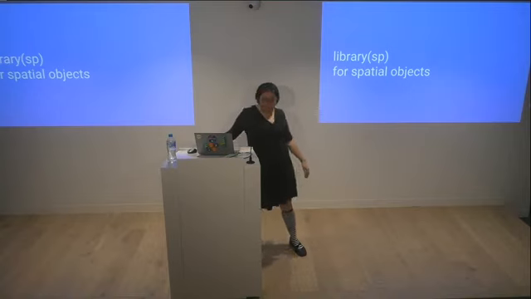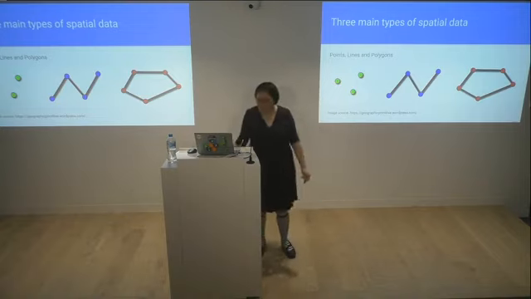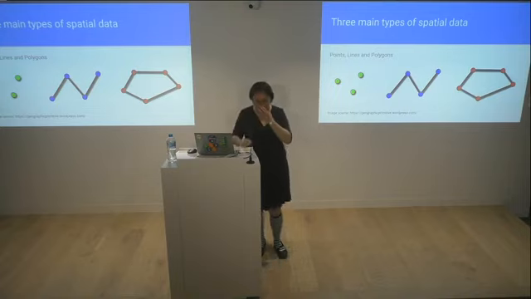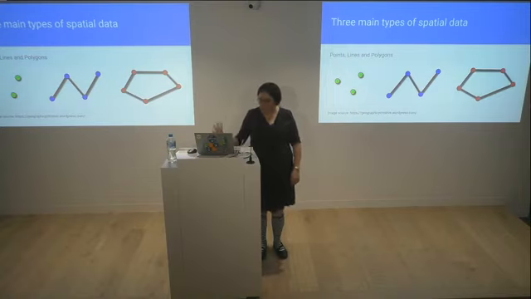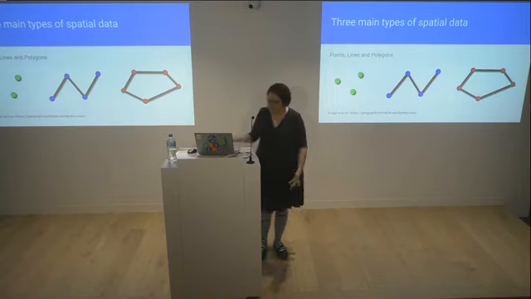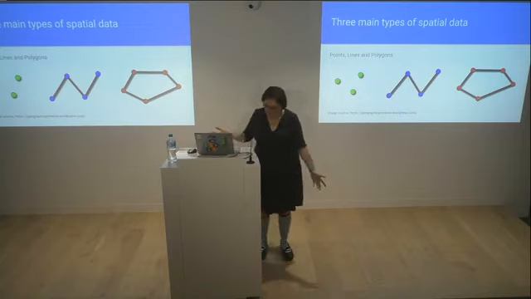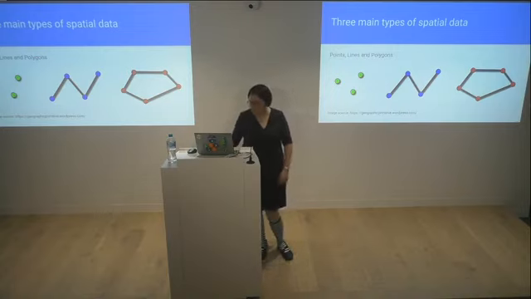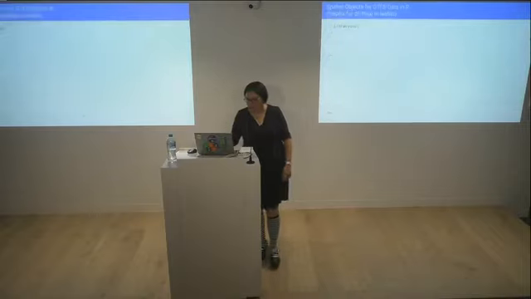This sp library is for spatial objects. That's a way of encapsulating your latitude and longitude into an object in R, which makes it easier to feed to other packages. There are three main types of spatial data: points, lines, or polygons. Points and lines are fairly obvious. Polygons are kind of like a line that joins up again, so you can graph things like suburbs. You can draw a polygon of a suburb, but there are no polygons in this data.